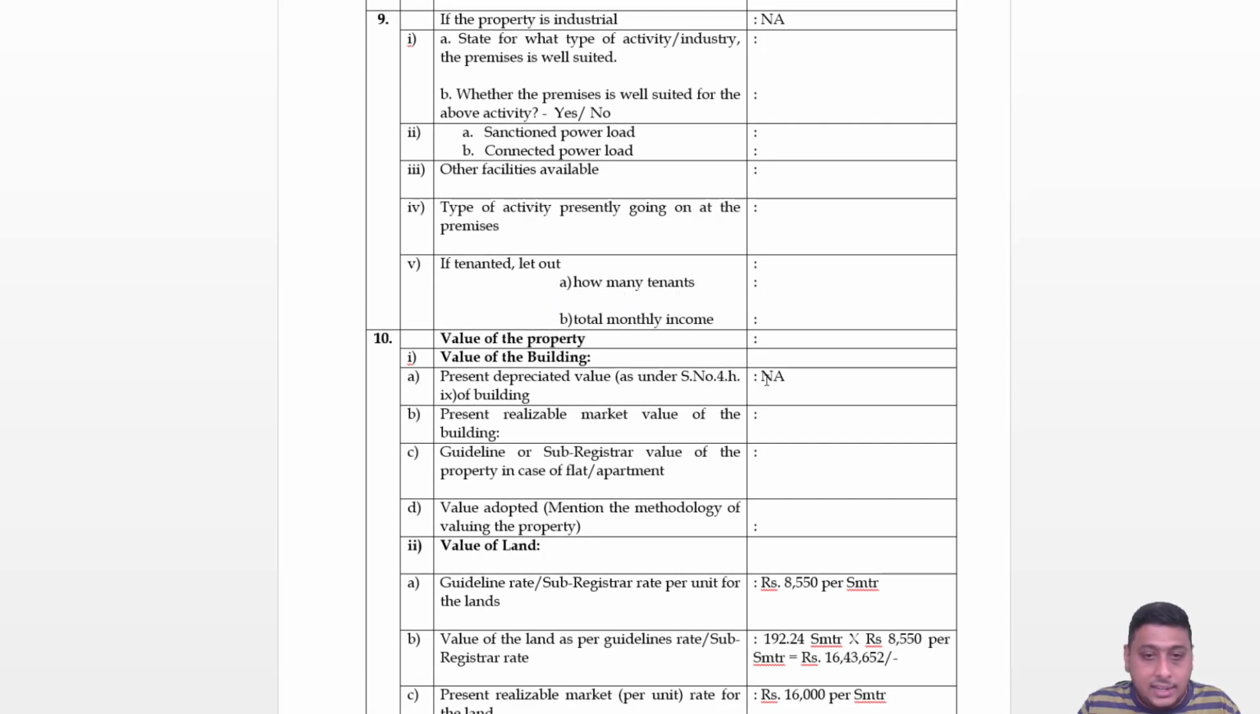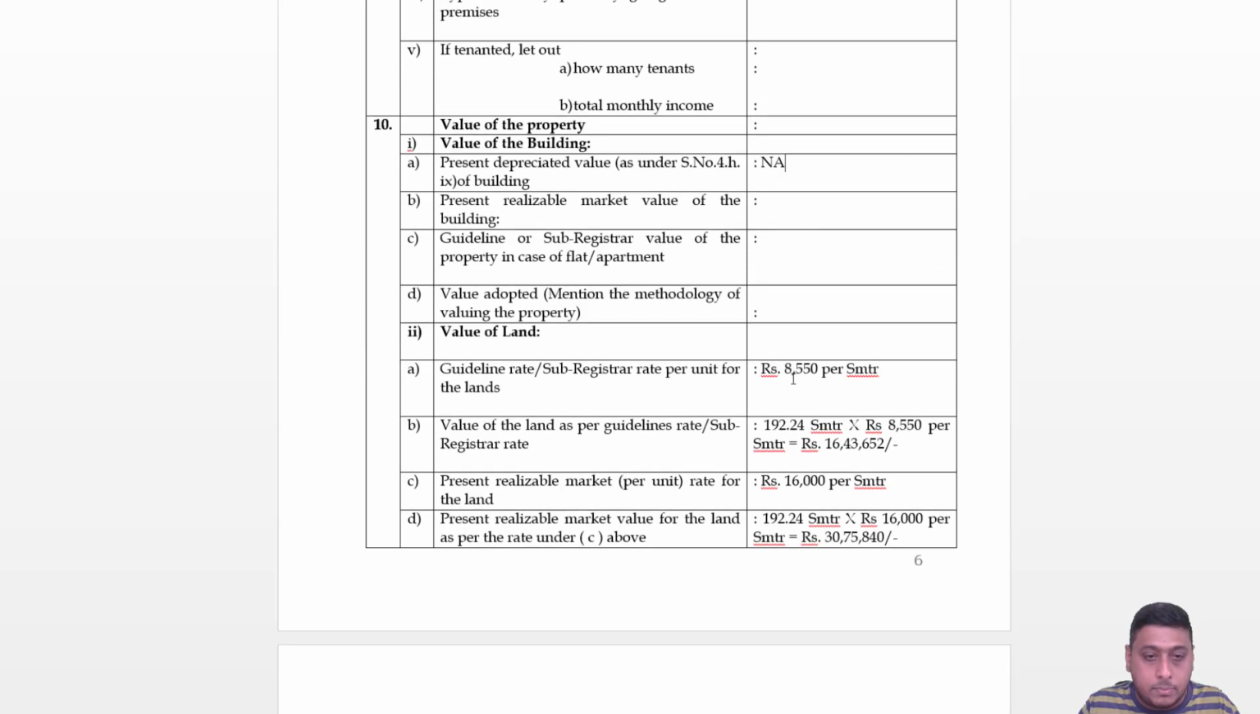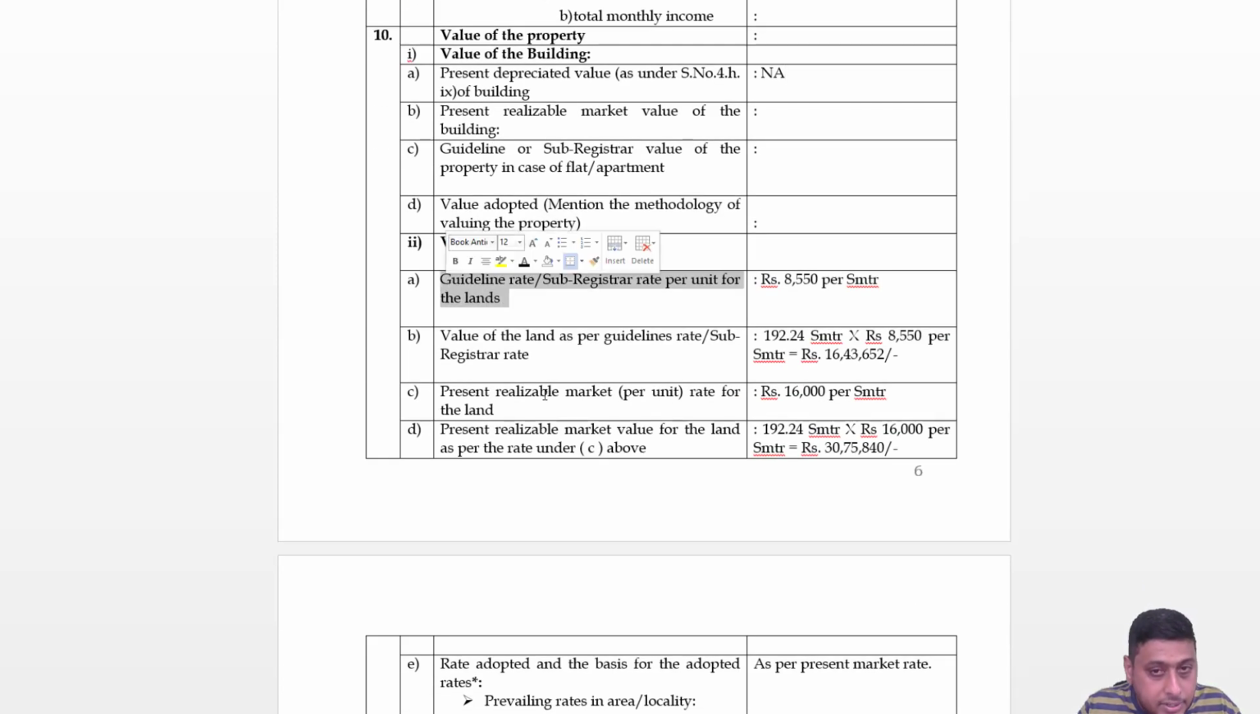The value of the building is not applicable because the building is not present. Guideline rate or sub registrar rate: this you have to collect from the sub registrar office at your local place. For example, if I'm in Chikmagalur, I'll have a sub registrar office in Chikmagalur. If you are in Mysore, you'll have a sub registrar office. If you are in Bangalore, you'll have a sub registrar office. Go there, give an application form, and say this is the area I want a rate for, which has been fixed by the government of the particular office. They will give you a rate.